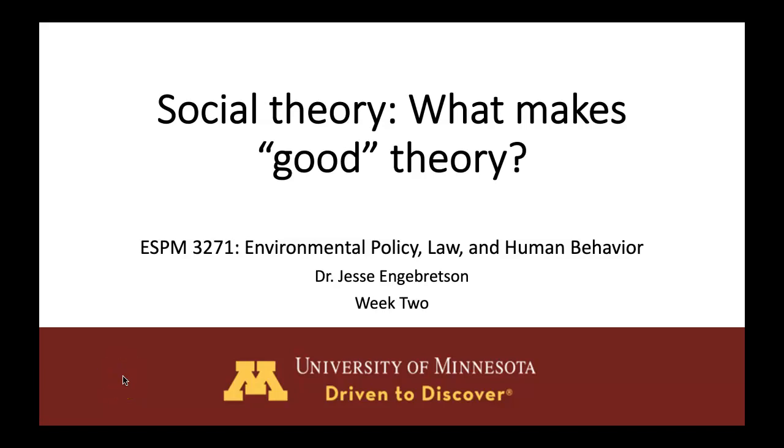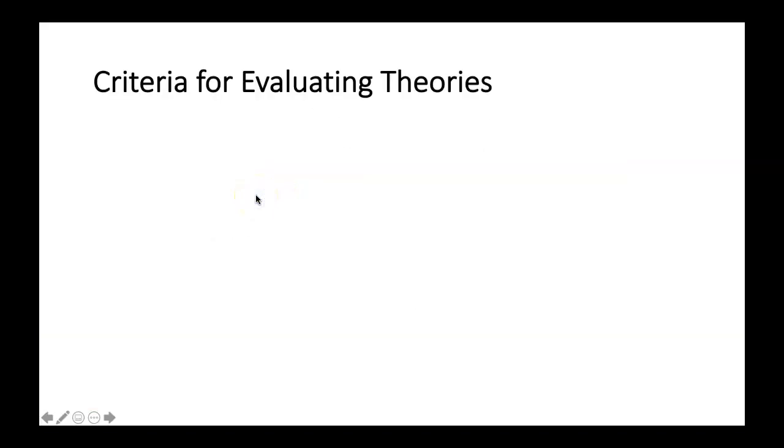Alrighty, so now that we know what social theory is, now that we know what the parts of social theory are, in this lecture, we're just going to talk about what makes good theory. So what criteria do we use to differentiate between good and not so good explanations of social phenomena that we see out there in the world? There are three main criteria for evaluating theories. We're going to talk about that now, then go through an example to exemplify those different criteria.